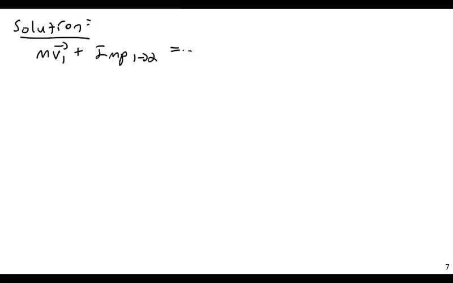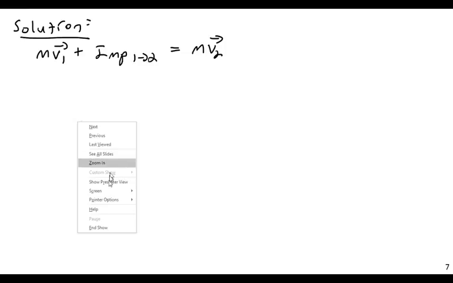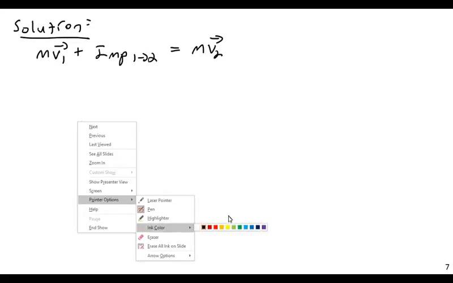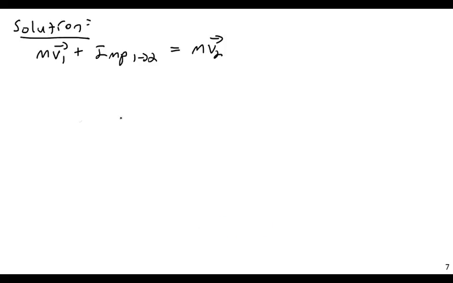So, solution. I'm going to apply the principle of impulse and momentum, and it's all going to be based off my previous equation: mv1 plus the impulse from 1 to 2 will be equal to mv2. Now in this case, I can't ignore the weight. This isn't a collision type problem, so weight is actually going to be driving this entire thing. So I can't simply ignore that.